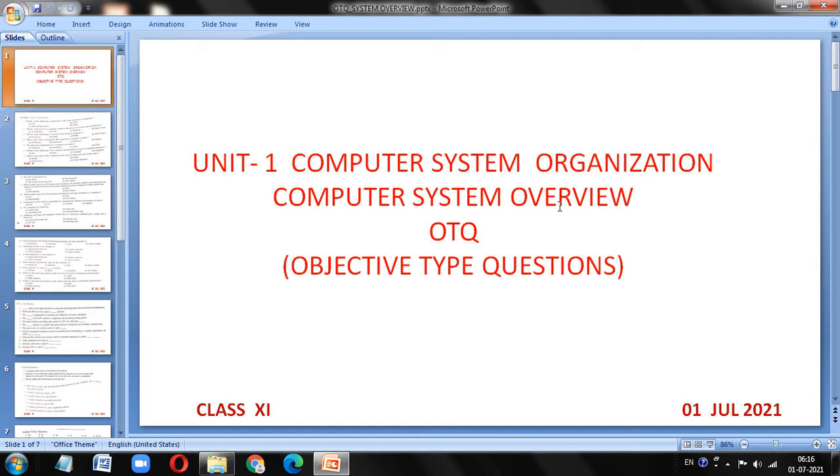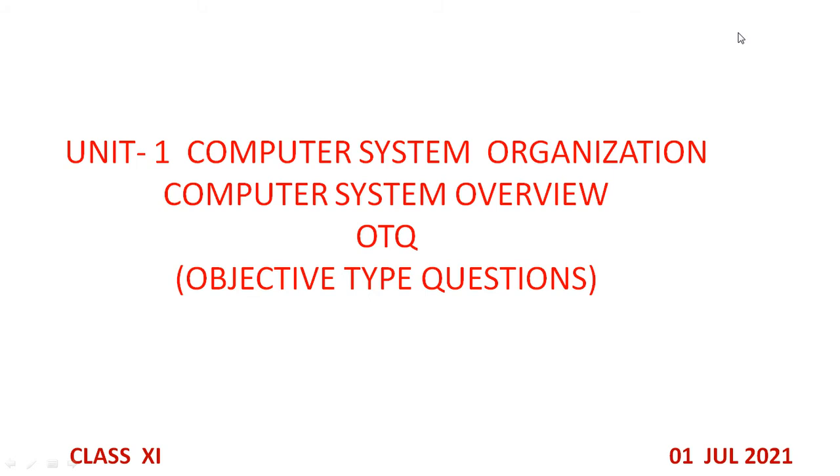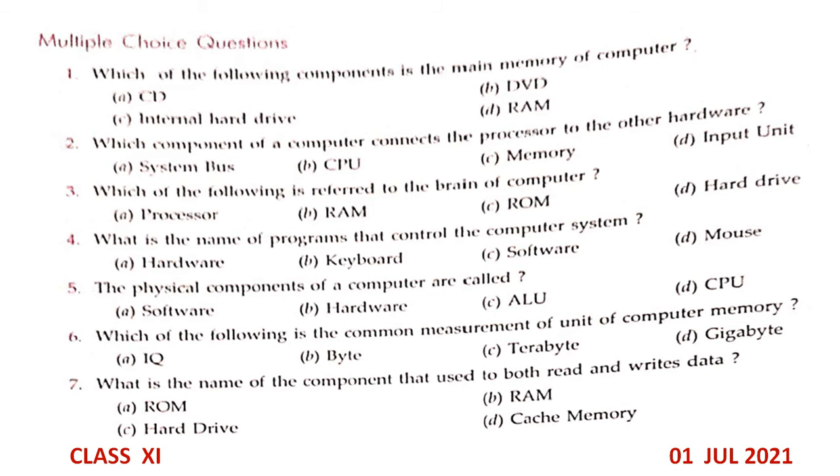Let us check how much we have understood the computer system overview. That's why we would like to solve these objective type questions on the computer system overview. These objective type questions come under 3-4 categories. Number 1, multiple choice questions, or true or false, or fill in the blanks, or a one word answer for a given question. Now let us start with our multiple choice questions.